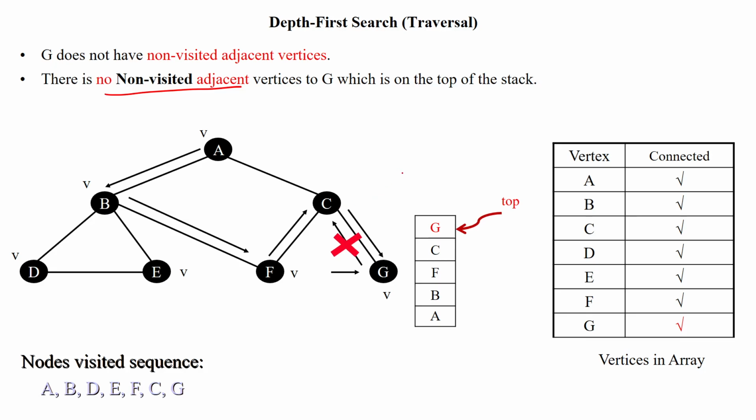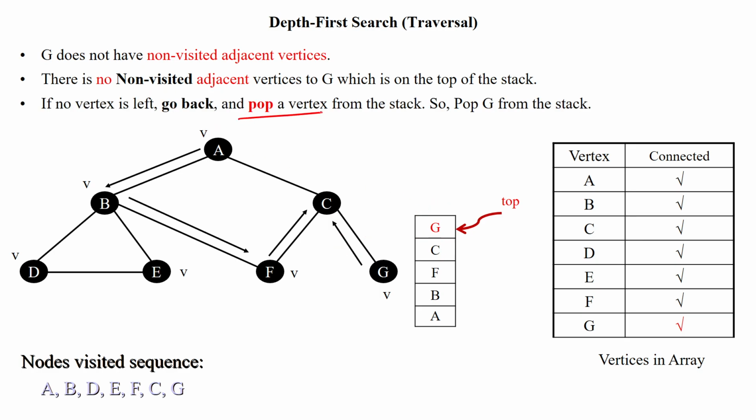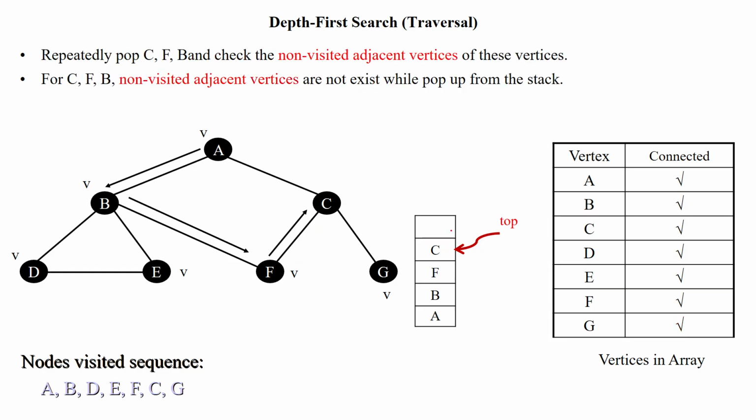So what to do? We have to go back and pop G from the stack. So we pop the vertex from the stack. Then C also does not have any unvisited adjacent vertices, so we have to go back, which means popping C from the stack. Repeatedly we have to check and go back. F also does not have any unvisited vertices, so after removing this, the top points to F, and you have to pop it.